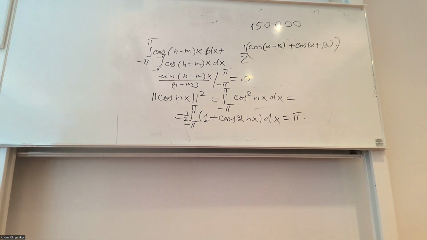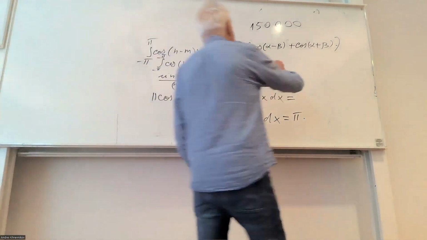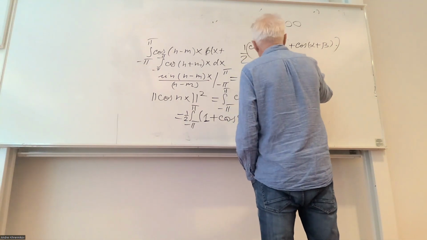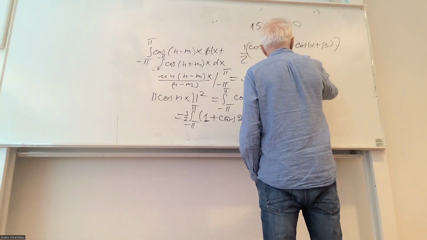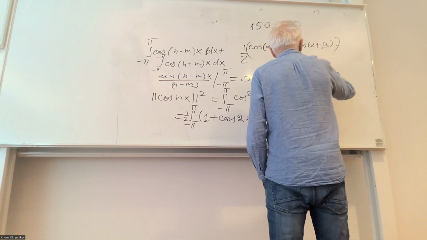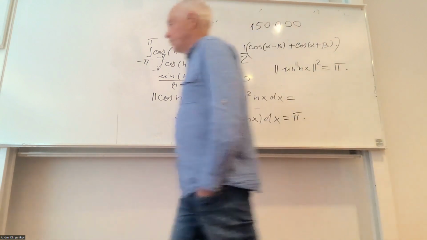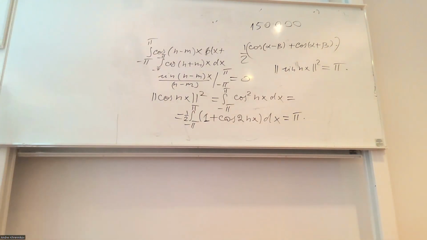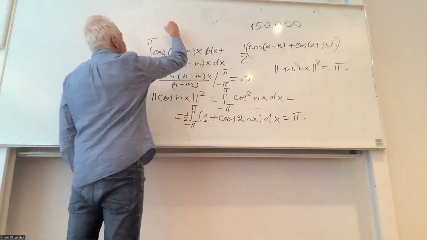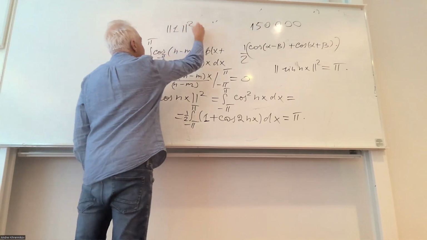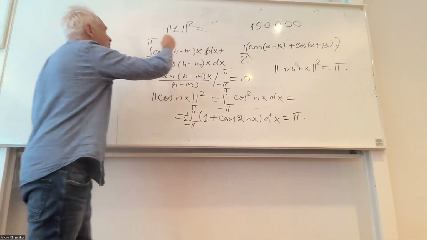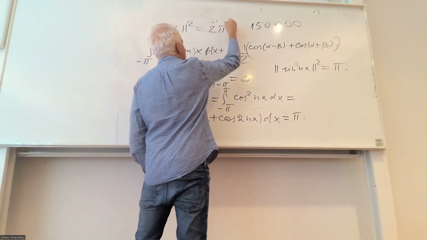And the norm of sine nx squared is pi. For 1, it's a bit different. The first function in our basis was 1. The norm of 1 squared would be just the length. It would be 2 pi.